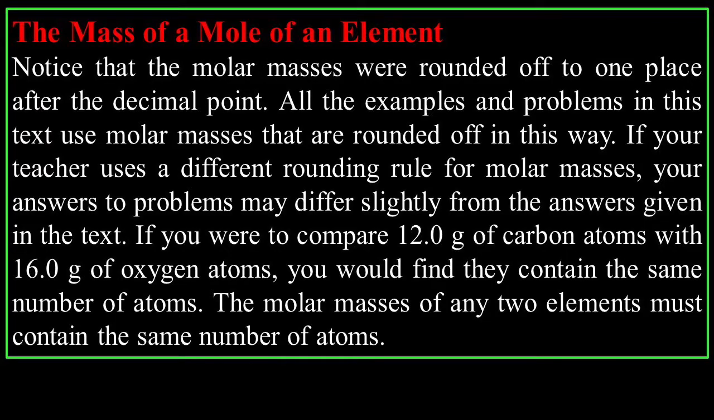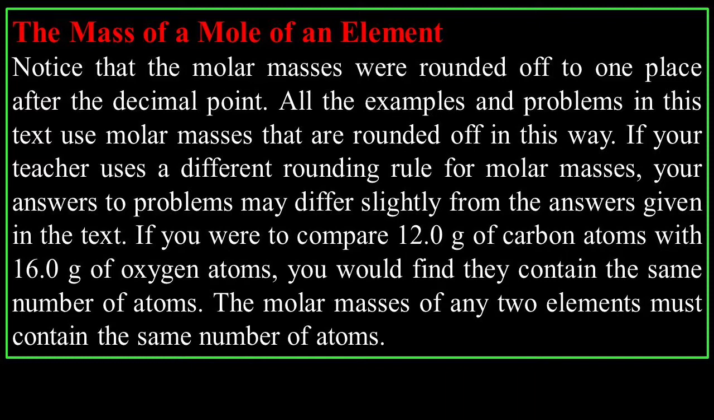Notice that the molar masses were rounded off to one place after the decimal point. All the examples and problems in this text use molar masses that are rounded off in this way. If your teacher uses a different rounding rule for molar masses, your answer to problems may differ slightly from the answers given in the text. What I'd like you to do is use mass numbers, so you're rounding to whole numbers. But if you're using it in a calculation, you may generate a tenth or a hundredth, depending. But you only want to use 3 significant figures at the most. But I want you to use mass numbers. So when you're writing the mass number, it's whole numbers.